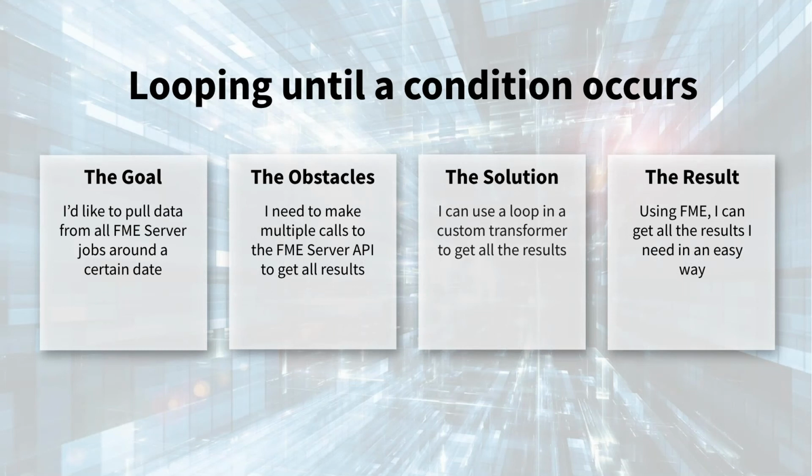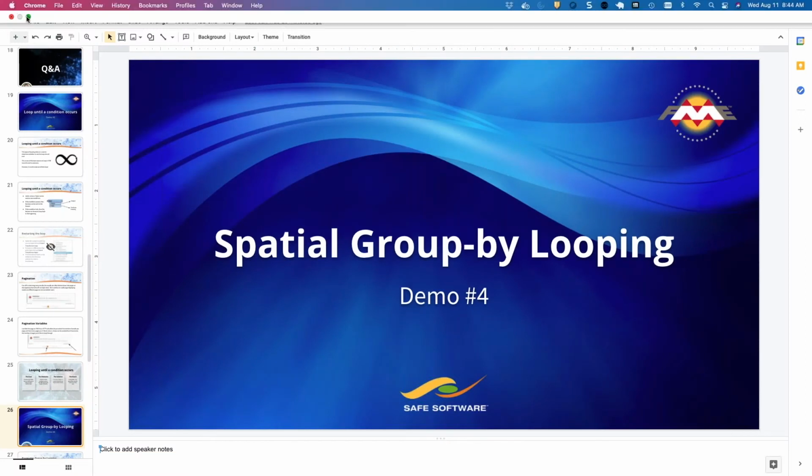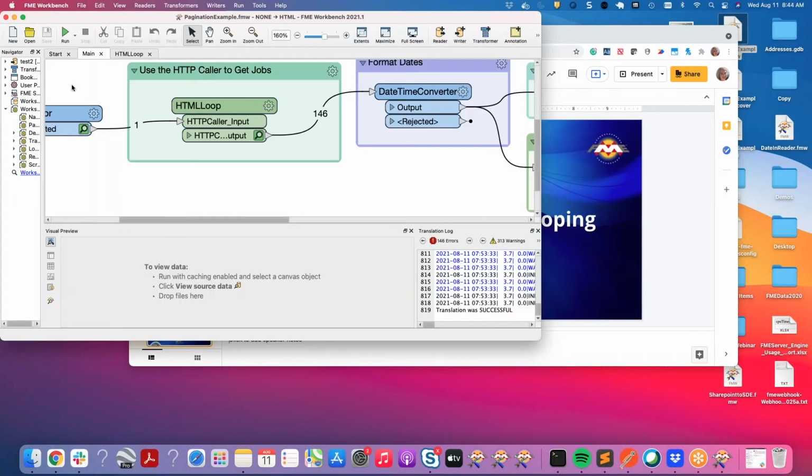In my example, I'm pulling data from FME Server jobs around a certain date. I don't want old jobs, I only want new jobs. So there's no way for me to know how many pages of data I'm actually looking through. To do this, I'll need to make multiple calls to the FME Server REST API. To get this, I'm going to use a loop in FME to get all my results. So let's take a look at what this looks like in action.